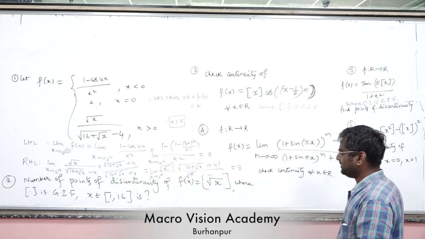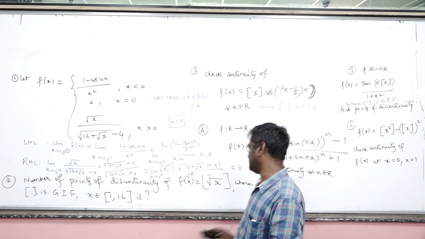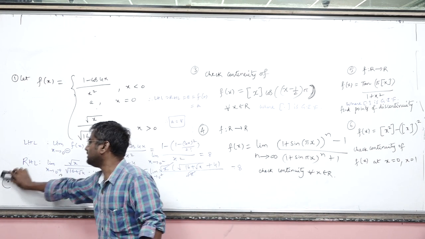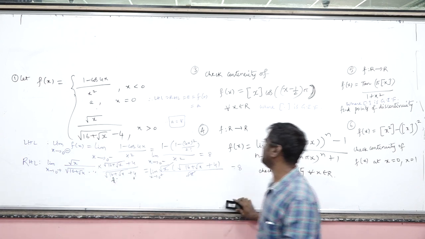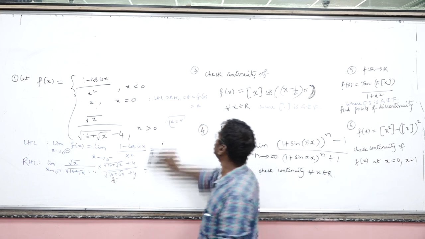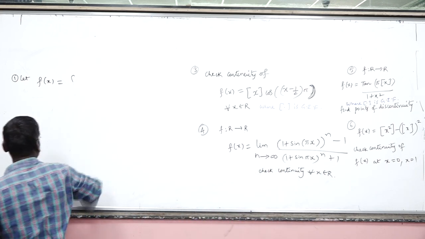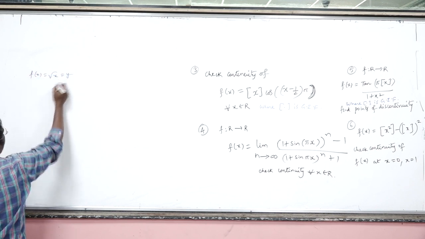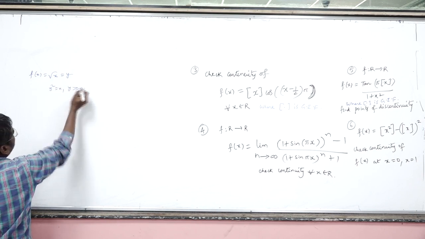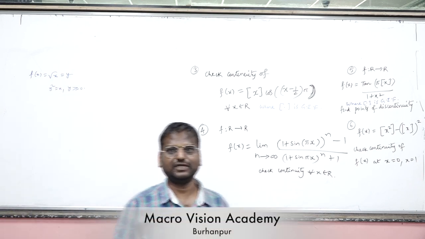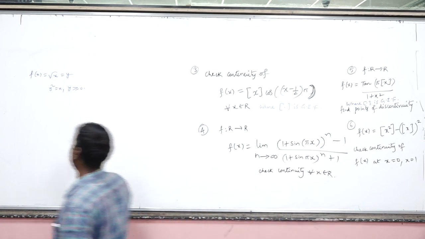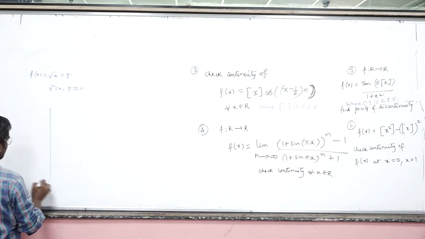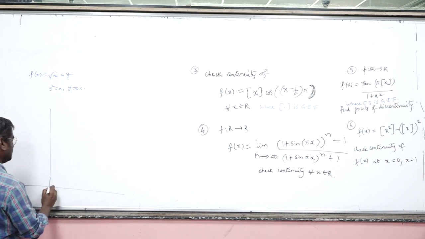Second one: number of points of discontinuity of step of root x when x belongs to 1 to 16. We straight away plot the graph of step of root x and identify the points of discontinuities. Before we plot step of root x, first we plot the graph of root x, which is nothing but y, y square is x, y greater than or equal to 0, a parabola, the upper portion in 1 to 16. Let me take the range 1 to 4, so there is no negative region here.